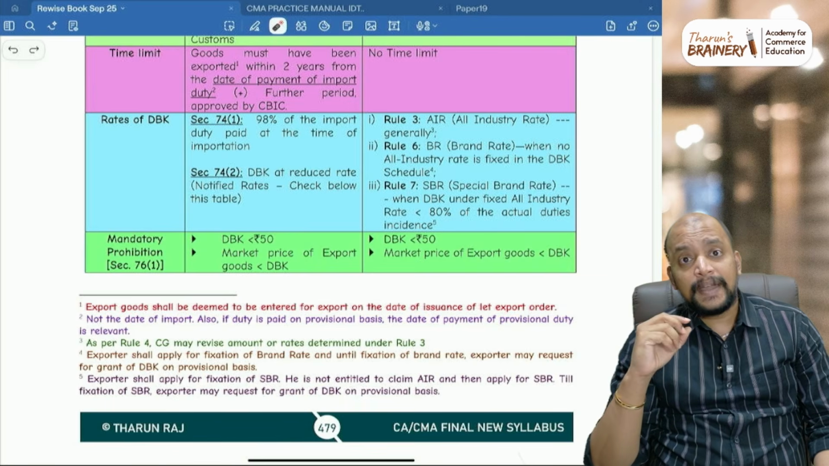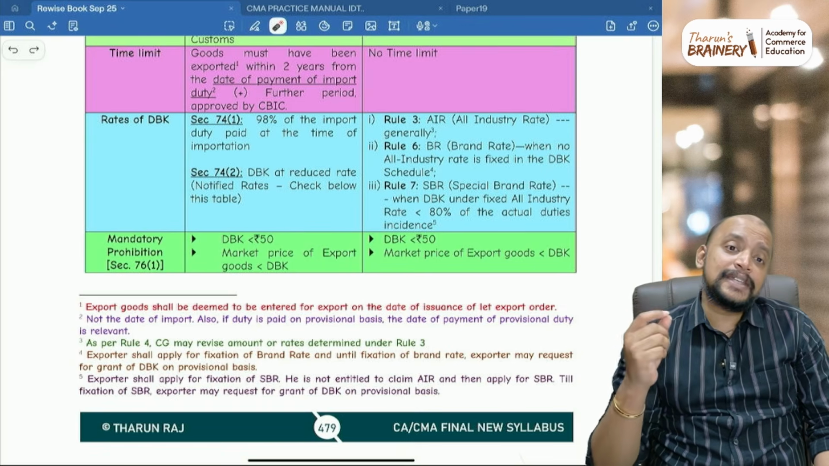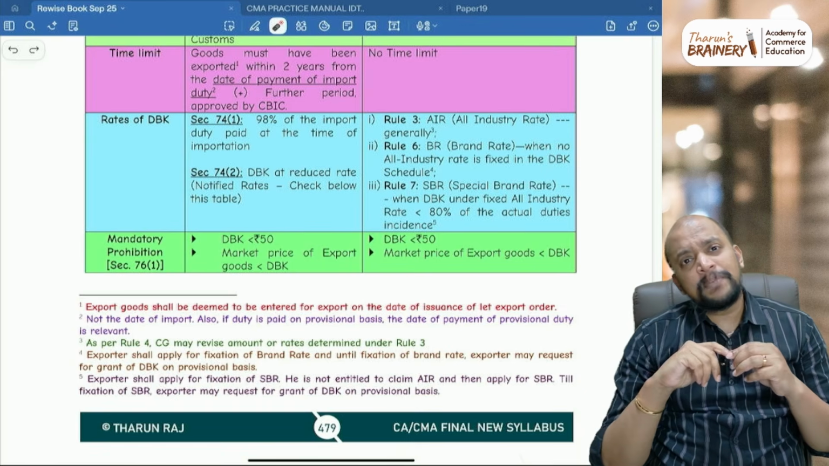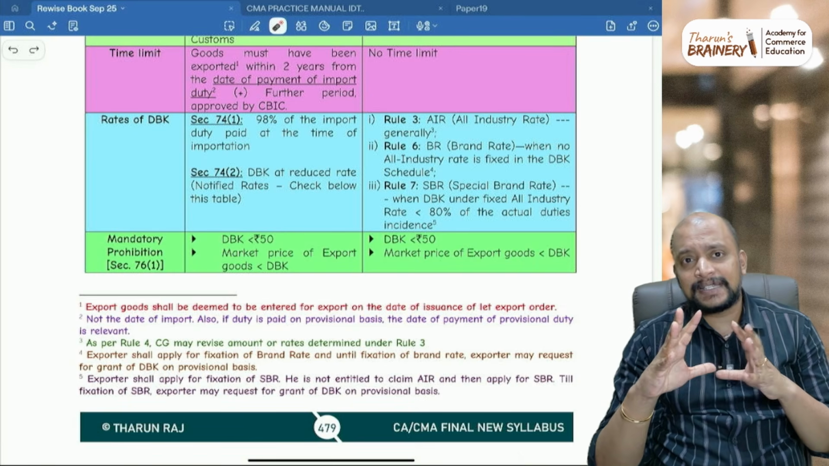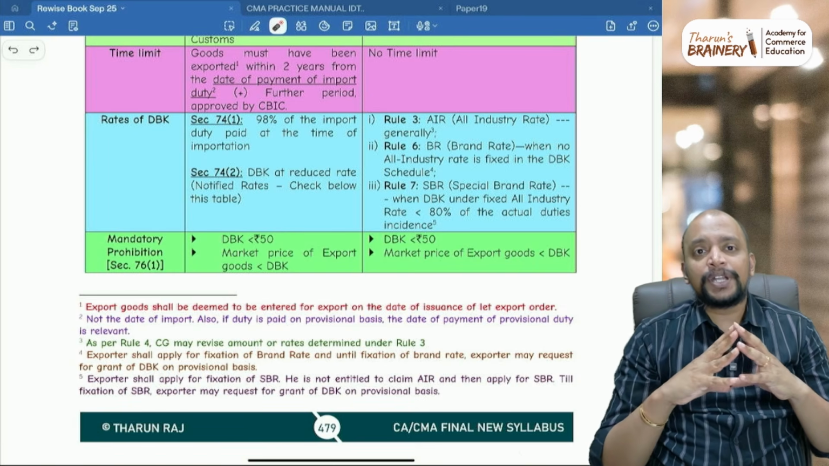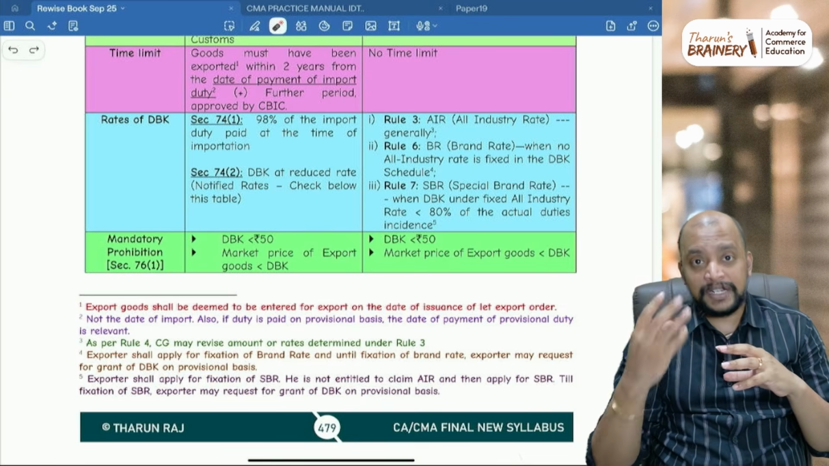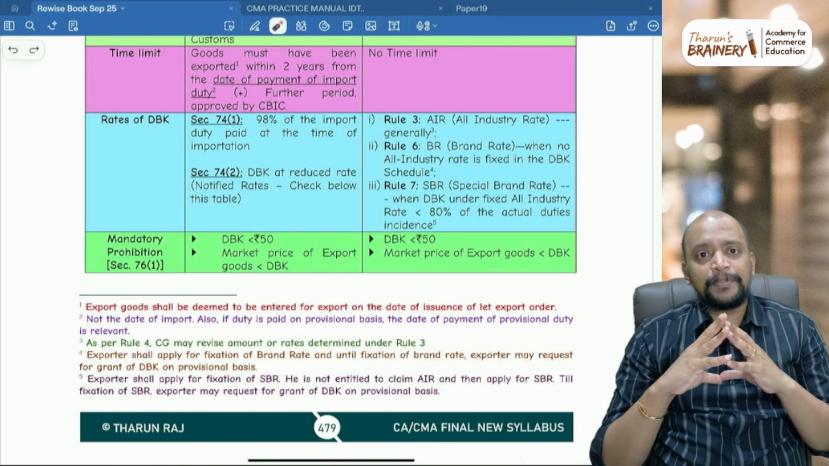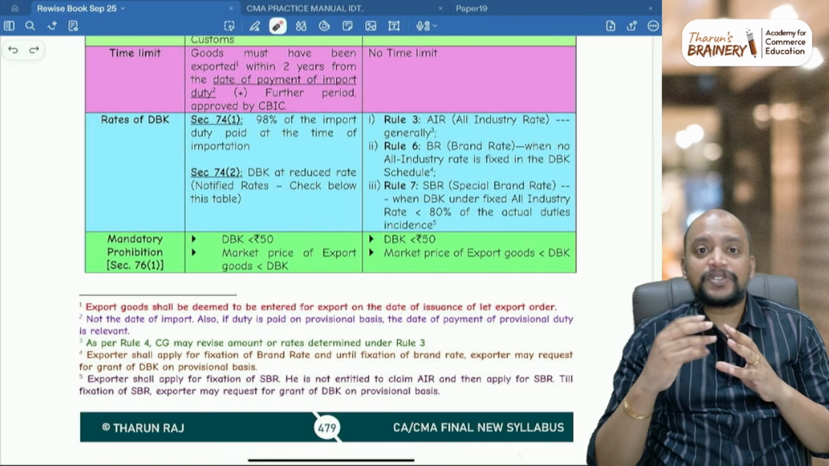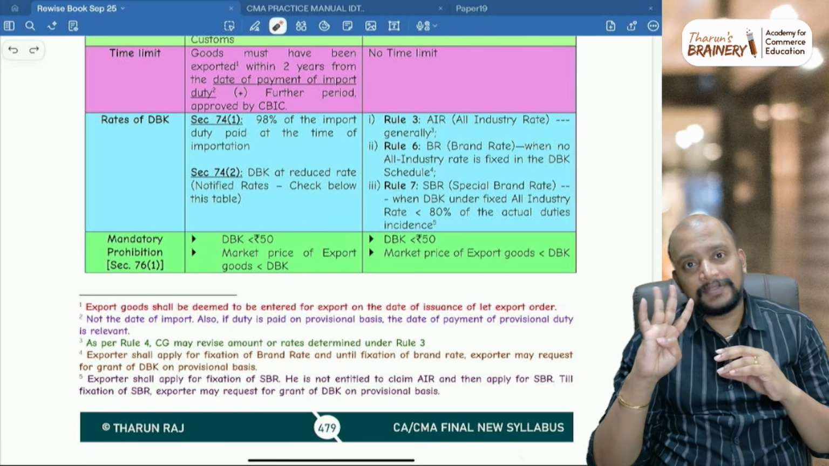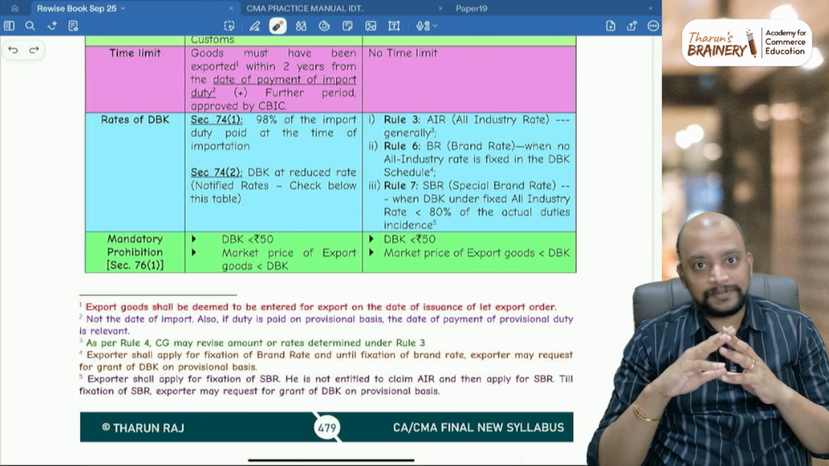Then the second point: the market price of the exported goods is less than the duty drawback. Why would the market price of the exported goods be less than the duty drawback? Let's take a scenario. You are importing one iPhone. Practically it happened for me, that's why I'm telling you this. What happened during my marriage? I purchased one iPhone, iPhone 4. At that time it was iPhone 4, and I gifted it to my wife.